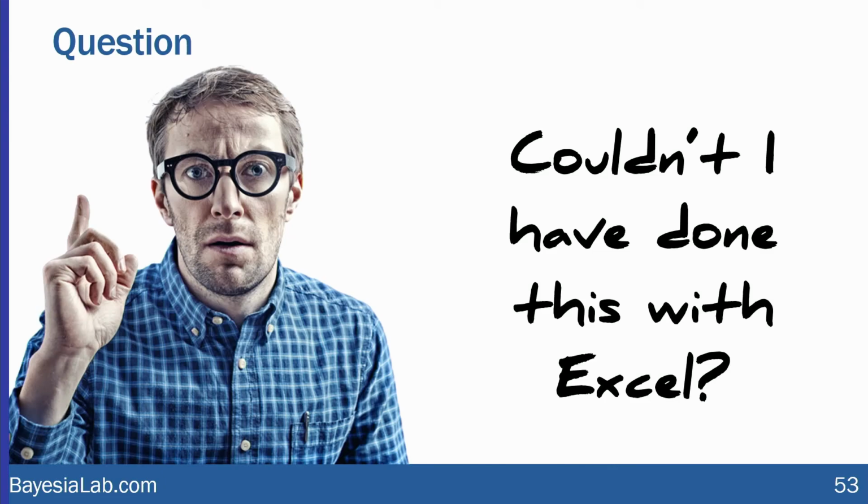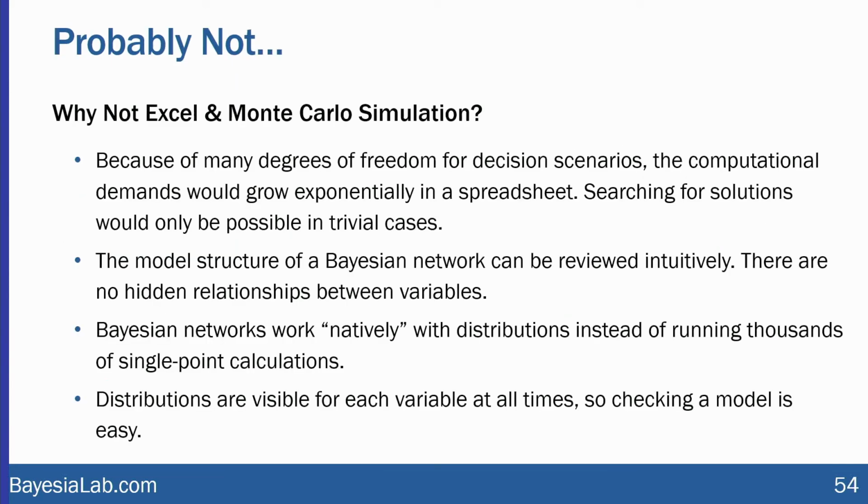Whereas with a Bayesian network, you can work natively with distributions. So that is what makes it so attractive. You can immediately enter distributions, you can see the distributions. You don't have to run 1,000 iterations each time before you can see a distribution. And in BayesiaLab and in a Bayesian network, you can go in for any variable at all times and see what the values and what the distributions are. So it's very intuitive, very auditable.